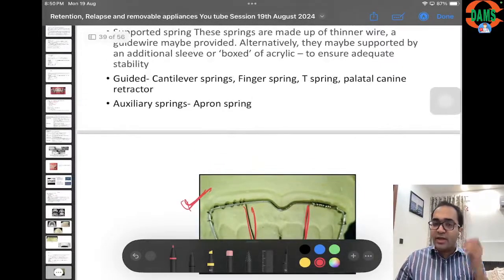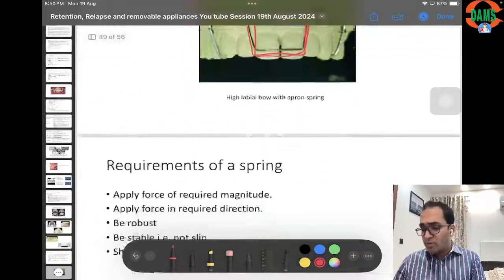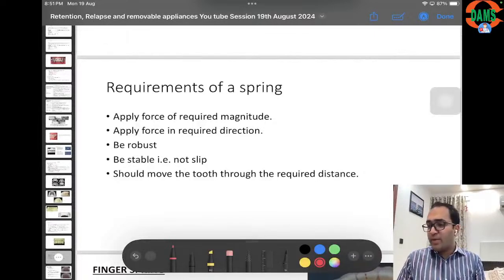And guided springs are the cantilever springs, which can be single or double cantilever. A common example is the Z spring, and the finger spring. I'll show you the images of all these in upcoming slides. So what are the requirements or ideal requirements of a spring?